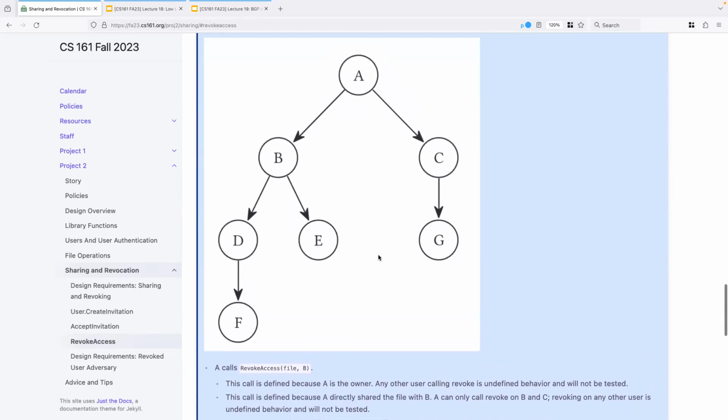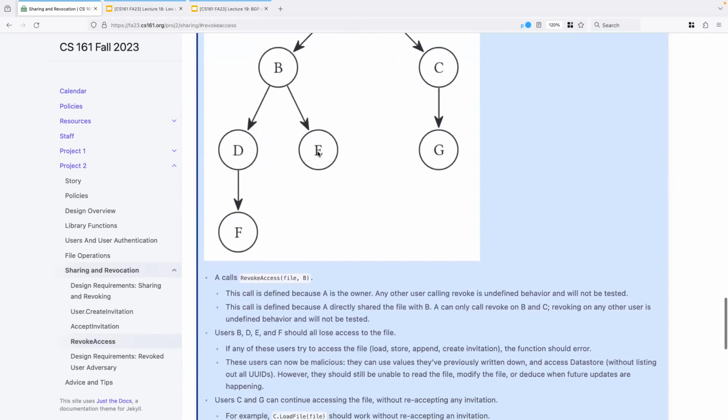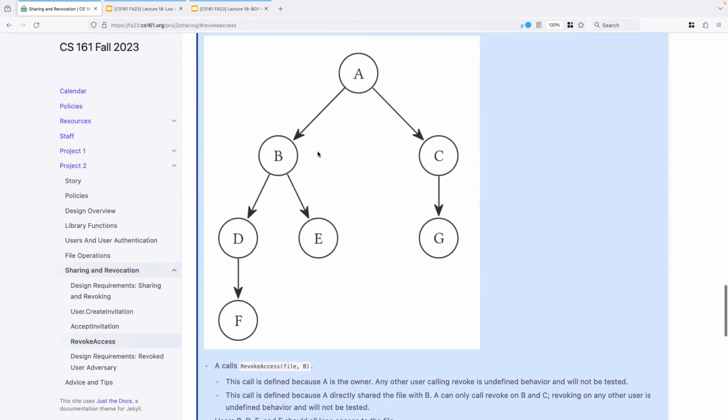Okay, because from their perspective, they weren't revoked. They should still have access to the file. They do not need to call accept again. And that is also something that kind of limits the scope of possible solutions and hopefully makes things easier.